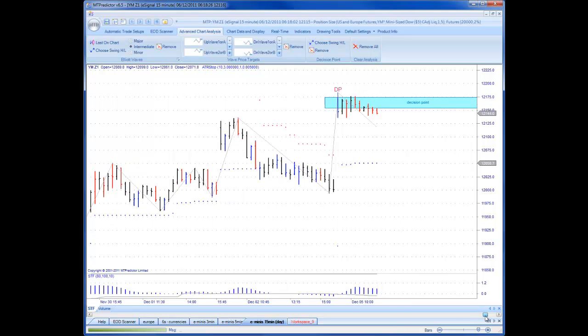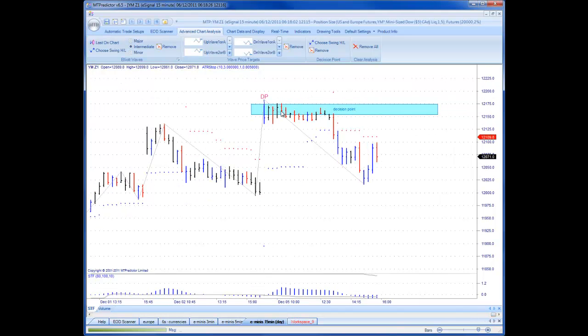But the point being, if I scroll forward for the rest of the day, that is the area that basically held the market. In other words, it provided resistance for the day, and the most important thing is you were prepared for that area in advance, even before the market opened.